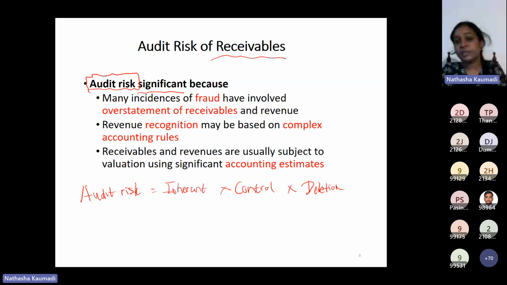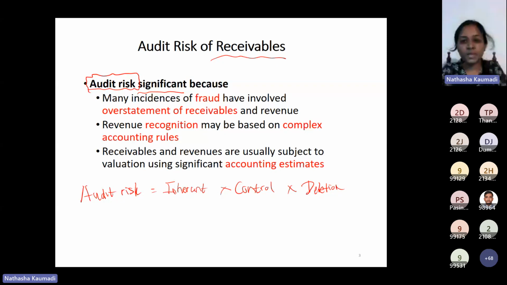Sometimes the other way around. They want to reduce taxes. They want to reduce taxes means they want to reduce the profit. In order to reduce a profit, in order to show a bad picture, they are deflating revenue. They are reducing revenue sometimes. So both can be there, inflating revenue and also decreasing revenue.